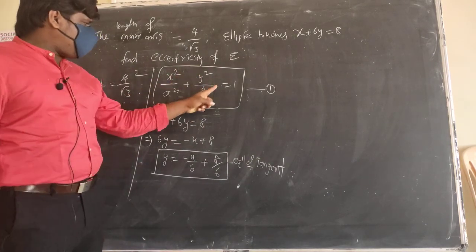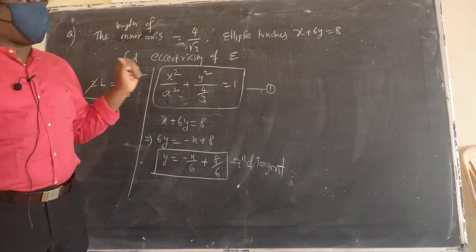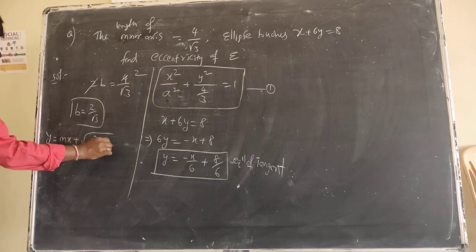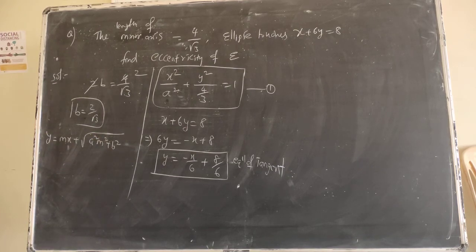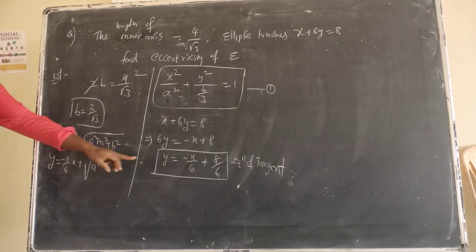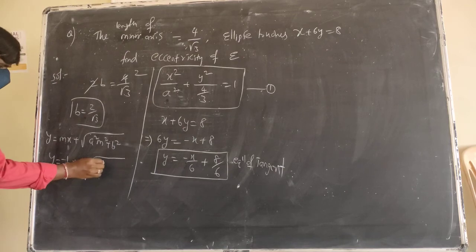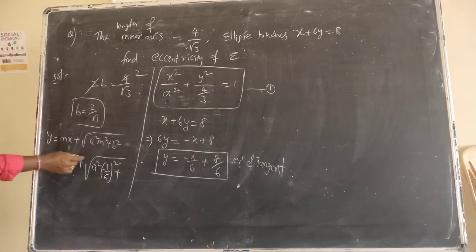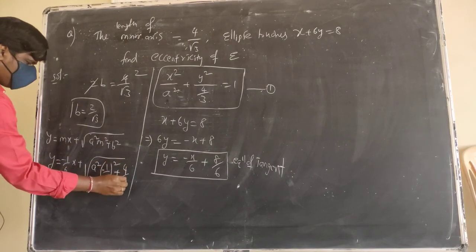And you know that the equation of the tangent for a given ellipse formula is what? For a given ellipse, y is equal to mx plus under root of a square m square plus b square. This is the equation of the tangent. So y is equal to m, slope is what here? Minus 1 by 6. Minus 1 by 6 into x plus under root of a square into minus 1 by 6 whole square plus b square. b square is how much here? 4 by 3.